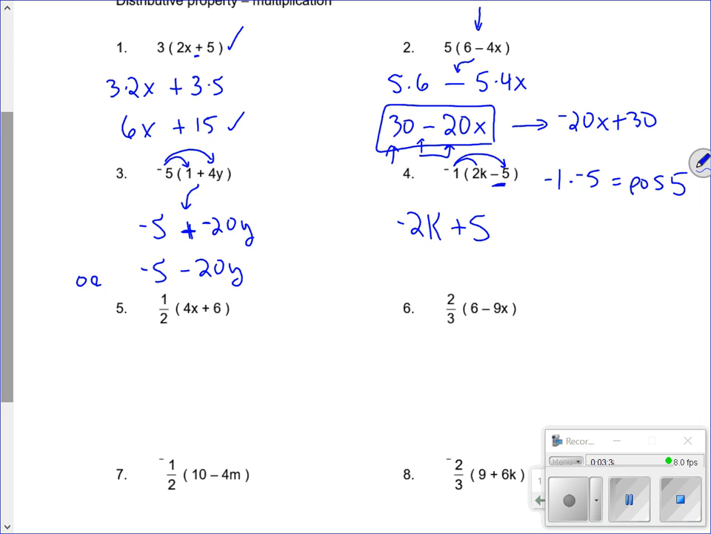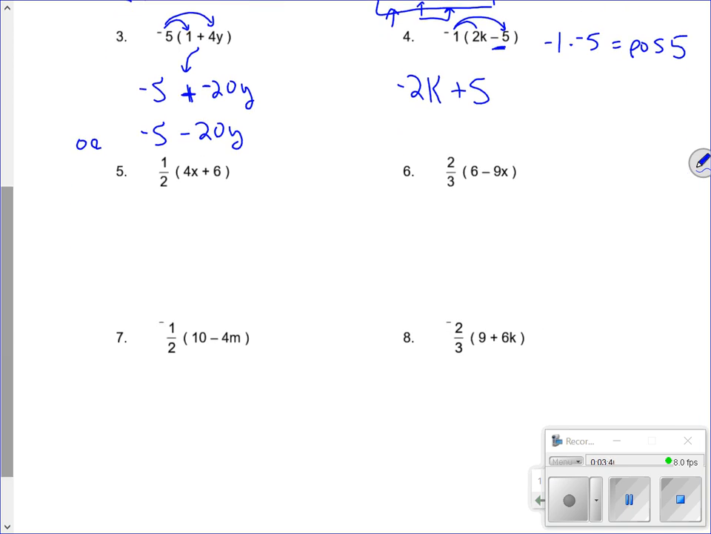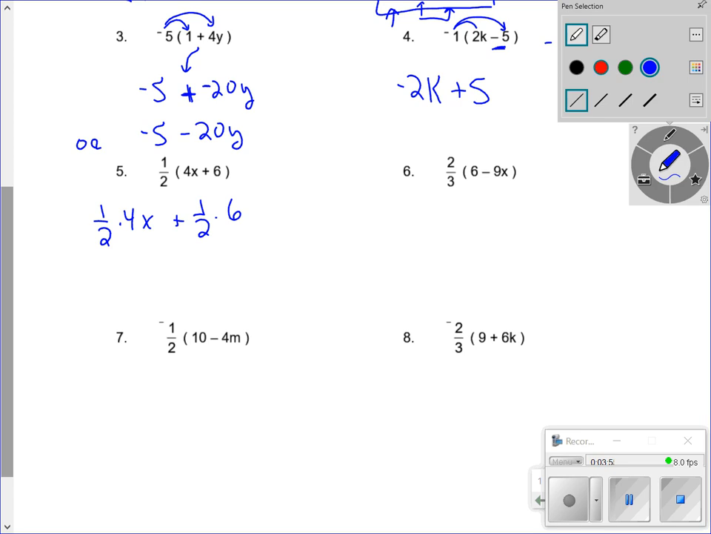The next few examples have fractions in them. You can use your calculator, although I've kept these fairly simple, but I'm happy for you to use your calculator here. On 5 and 6, I'm going to show the step of work. 1/2 times 4x plus 1/2 times 6. And then the next thing you're going to do is multiply that 1/2 times the 4 and the 1/2 times the 6.